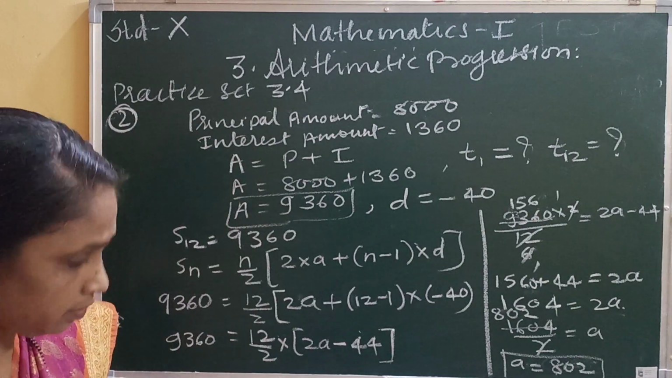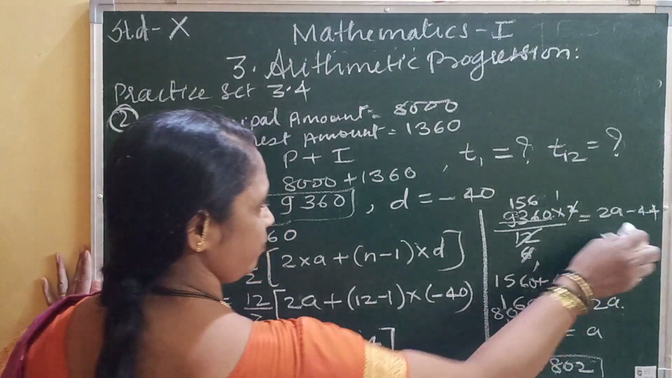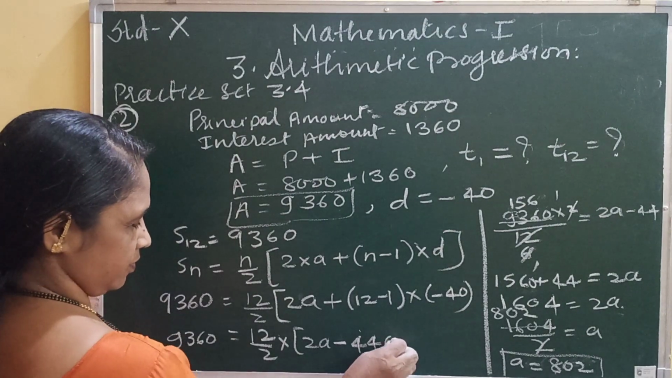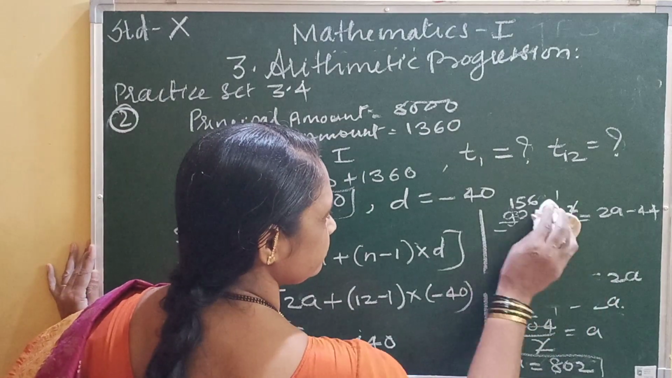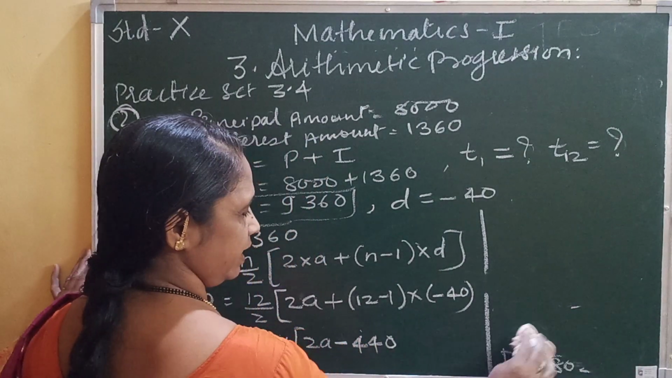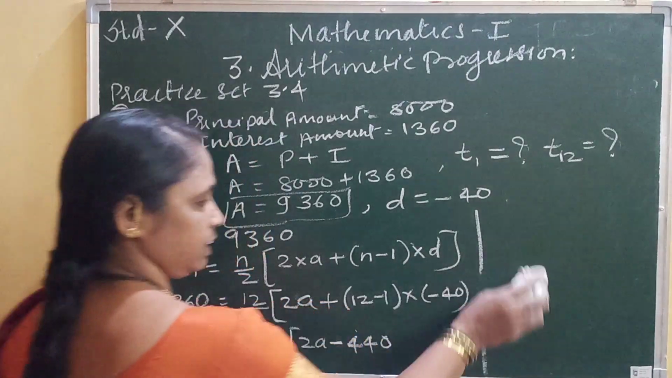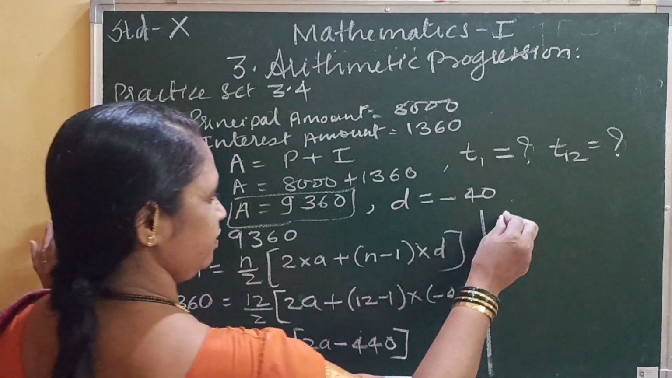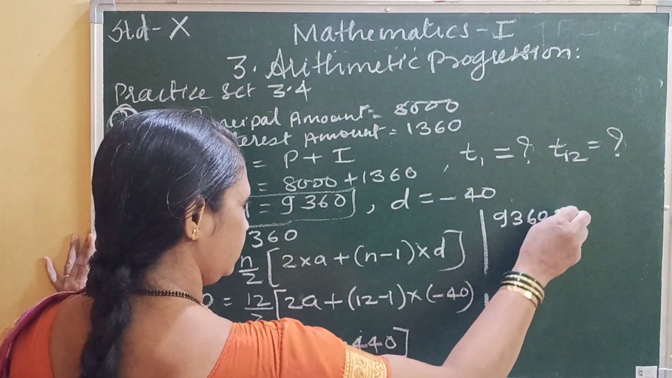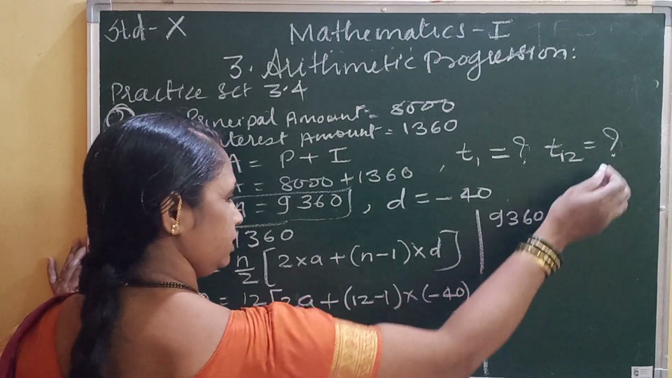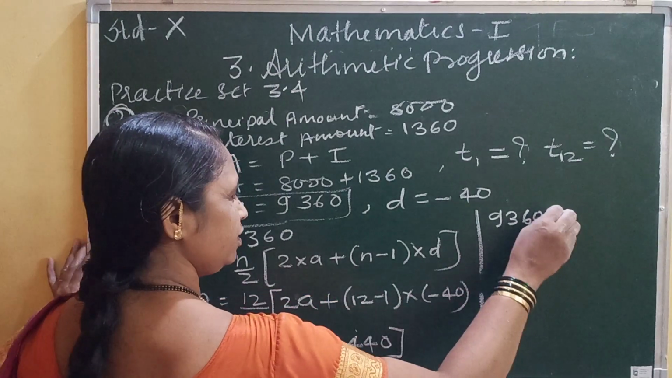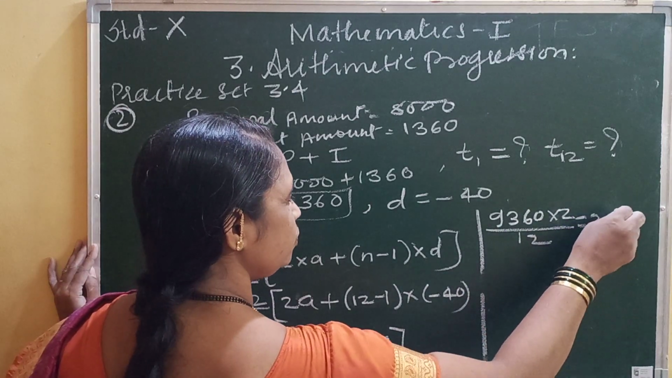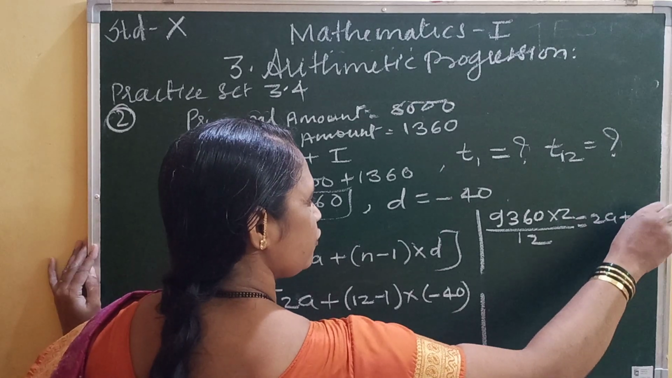Oh, yes. Here I have made a mistake while writing. See this here, 11 fours are 44, 440 it is. Okay, so sorry. If you don't take the 0, we make a mistake like this. By mistake while writing I did not see this. So here we had 9360 is equal to what I said here, into 2 upon 12 is equal to 2A plus 440 we have to take.